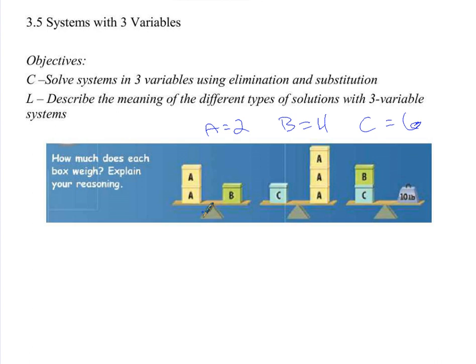The fact that we have this little visual representation of a balanced beam tells me that this side is equal to this side. So in other words, 2 blocks of A equals 1 block of B. On this one, 1 block of C equals 3 blocks of A. And on the last one, I have 10 pounds on the right equals a block of B and a block of C.